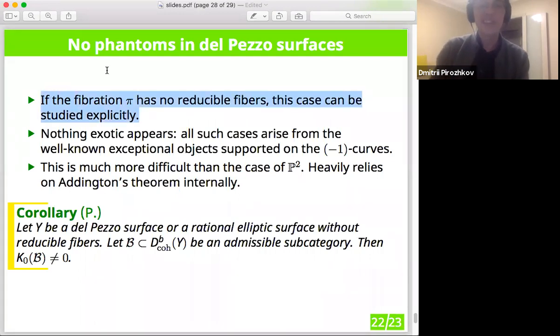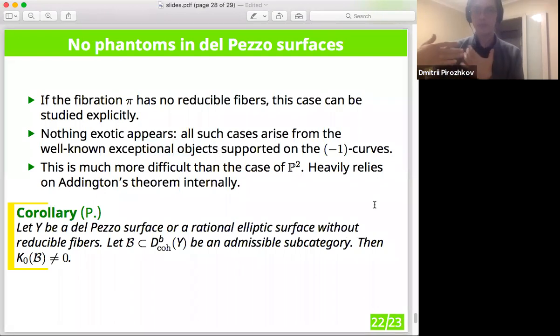So this case can be studied explicitly, and in fact, nothing exotic really appears. All the cases where the support of Roman B is not the entire surface S appear from very well-known exceptional semi-orthogonal decompositions. These arise because the sections of the map pi are -1 curves, and -1 curves can be blown down, and there is a semi-orthogonal decomposition formula for a blow-up. So you can prove that nothing except this actually happens in this range of cases where this restriction of B is built out of 2 skyscrapers.